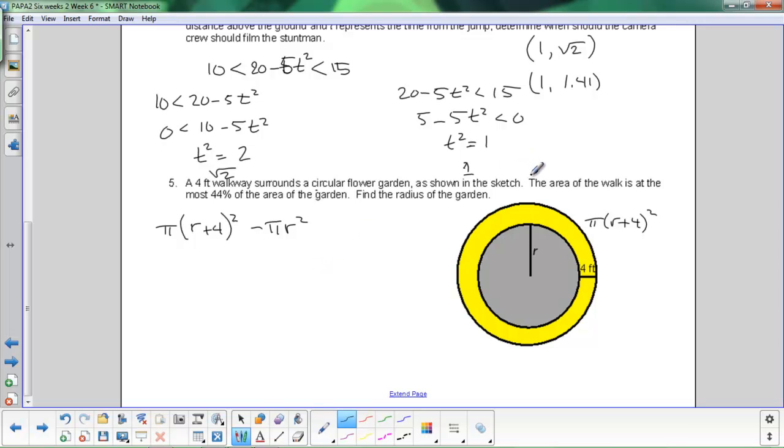Now, we also want the area of the walkway to be at most 44% of the entire garden. So that means that this has to be less than 44%, written as a decimal as 0.44, times the area of the entire garden, which is the gray circle. Now, once you've done that, you have the understanding you need in order to solve this problem. Please solve this problem. Be prepared to share your answers tomorrow during class.